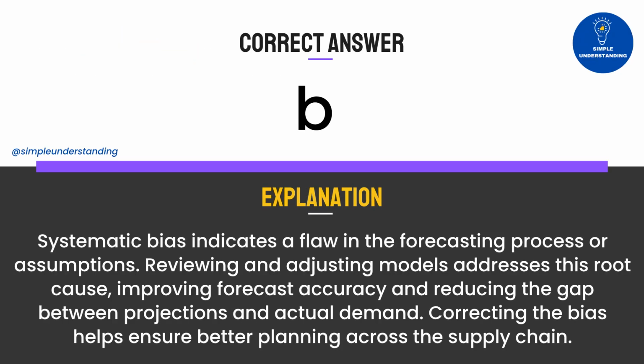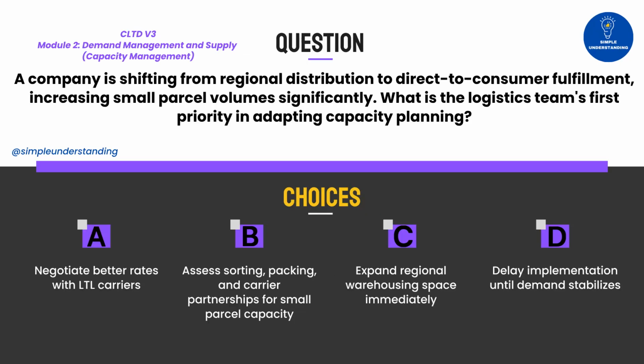Correct answer, B. Explanation. Systematic bias indicates a flaw in the forecasting process or assumptions. Reviewing and adjusting models addresses this root cause, improving forecast accuracy and reducing the gap between projections and actual demand. Correcting the bias helps ensure better planning across the supply chain. Question 9. A company is shifting from regional distribution to direct-to-consumer fulfillment, increasing small parcel volumes significantly. What is the logistics team's first priority in adapting capacity planning?